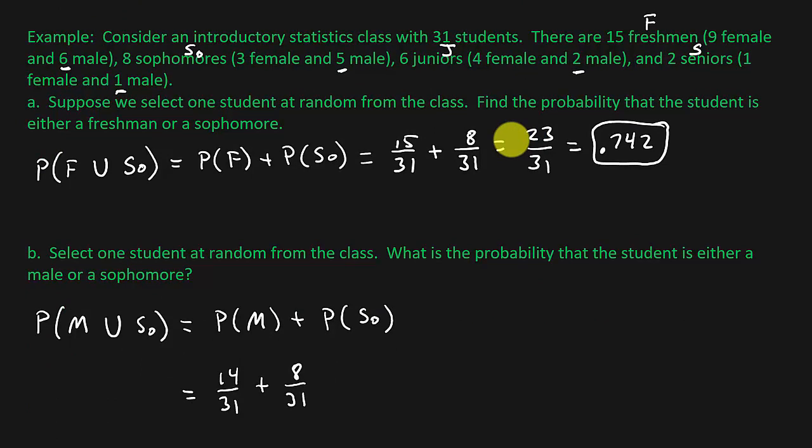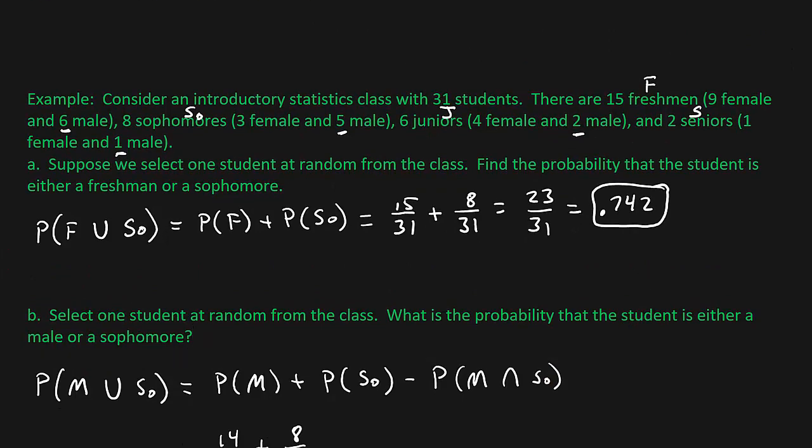Okay. Because think about it. Either a male or sophomore. Can you be male and a sophomore at the same time? Yes. So they're not mutually exclusive. All right. Now, this is why we're subtracting off what they have in common. We have to subtract off the probability of M and a sophomore. So look what happened here.